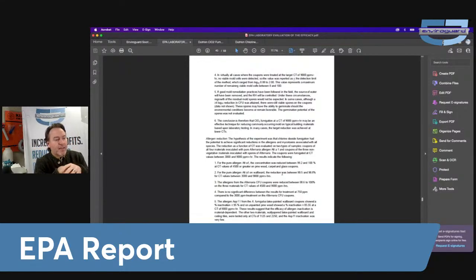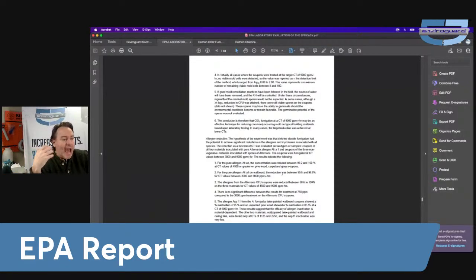For the pure allergen Alt a 1, the concentration was reduced by 99.2% and 100% at CT values of 4,500 or greater on pine wood, carpet, and glass coupons. Remember, glass coupons are our control, so that would be expected. For the pure allergen Alt a 1 on wallboard, the reduction was between 90.5% and 98.8% at CT values between 3,000 and 9,000 parts per million volume hours.